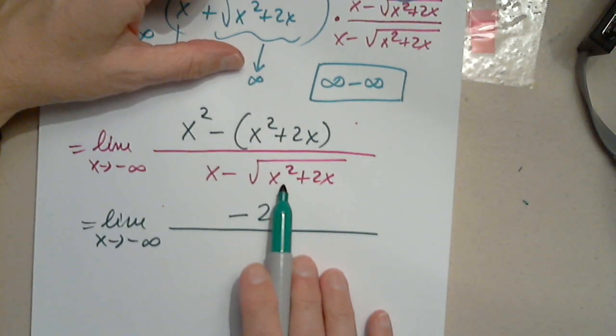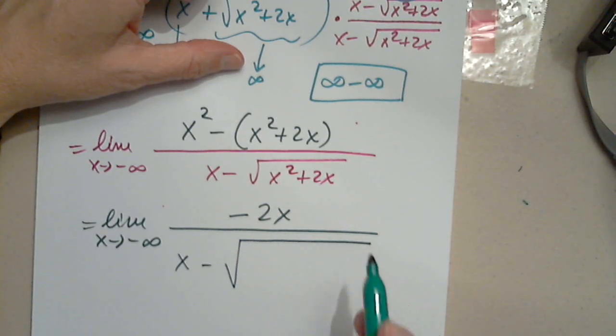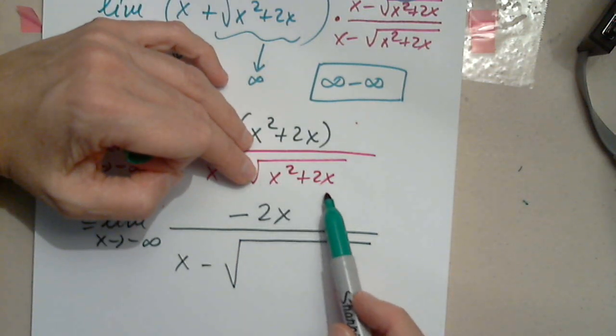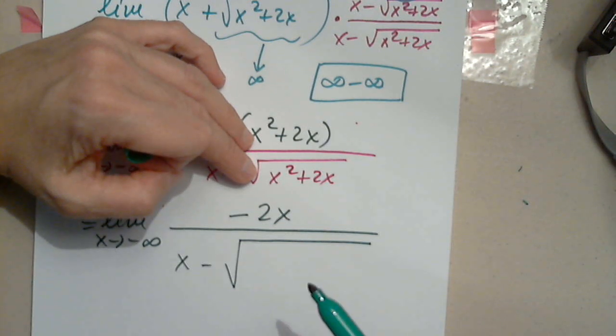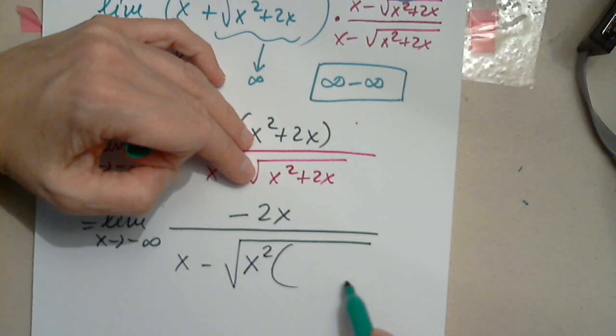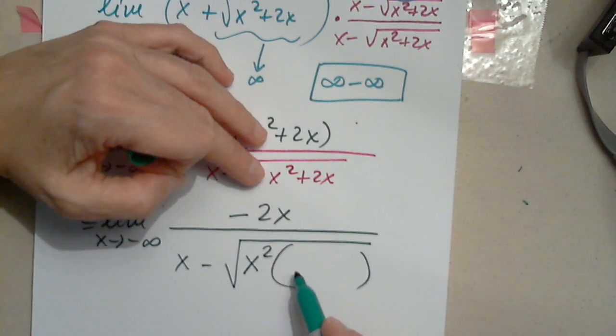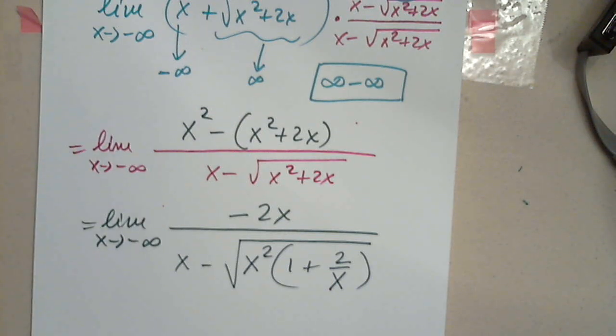So obviously I have to start by factoring here. So underneath, what is the degree? The degree is 2, so therefore I have to factor out x squared. And this is 1 plus 2 over x. Is this okay?